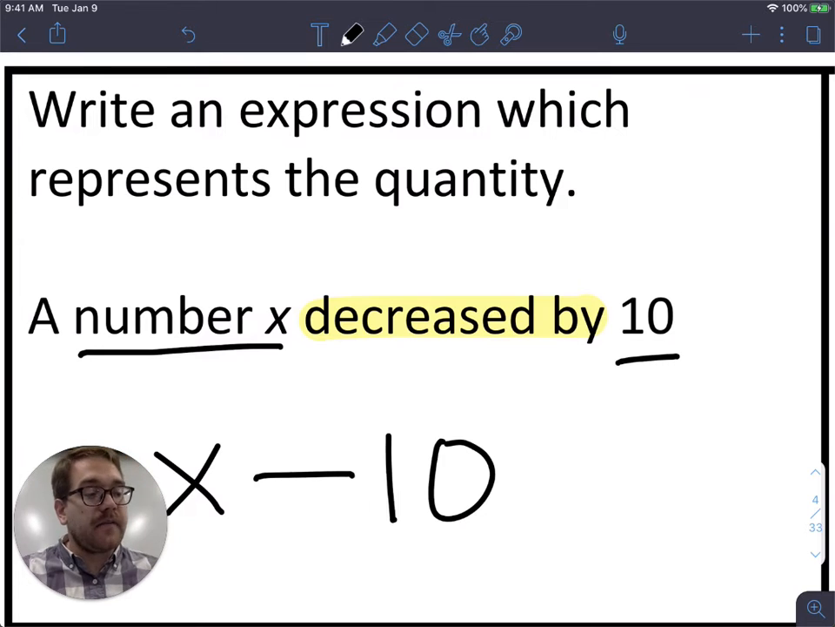And if you think about it, if I have some number, hey, whatever that number is, in this case x, hey, because it's unknown, if I want to decrease that by 10, I'm just going to subtract 10 away, or take 10 away from that. And so that's how I can write that expression, x minus 10.